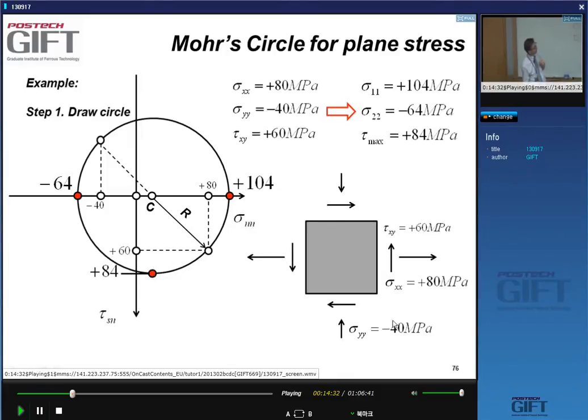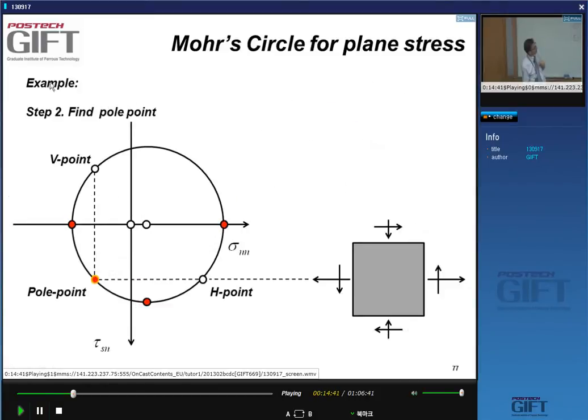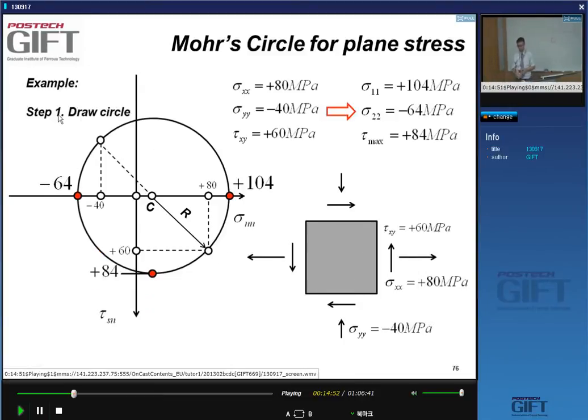And this is the situation with the values indicated. All right. So step 1, we have our circle. Step 2, we find the pole point. The pole point is very simply, the stress state here corresponds to this plane, and the stress state here corresponds to this plane.